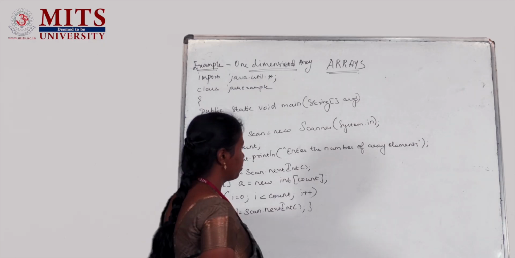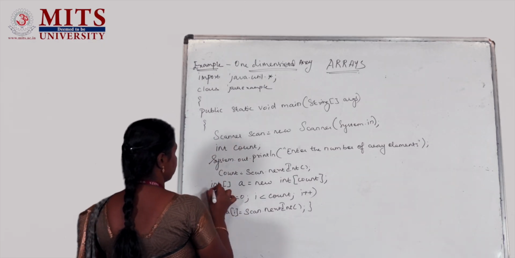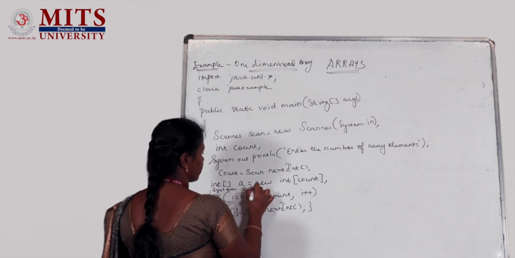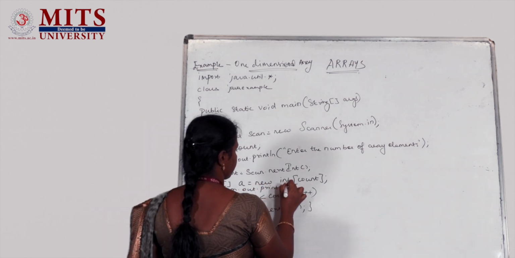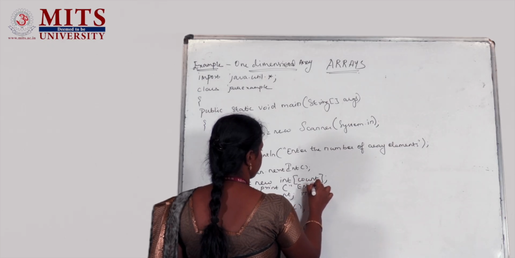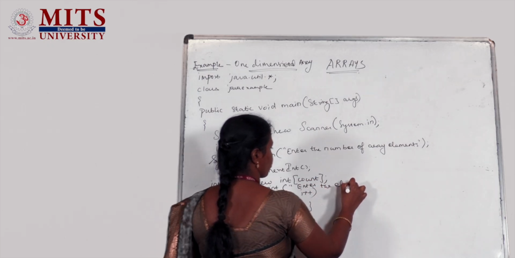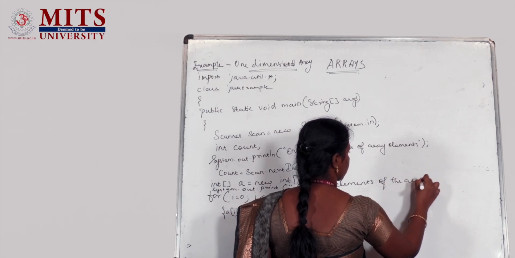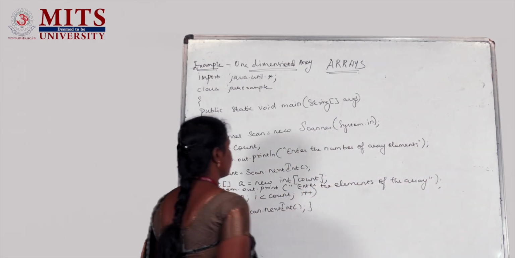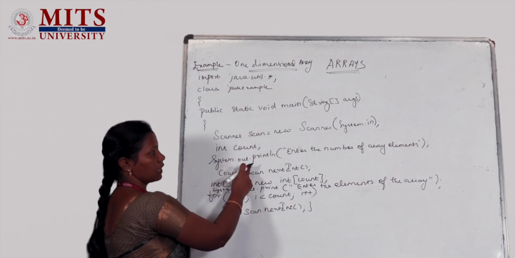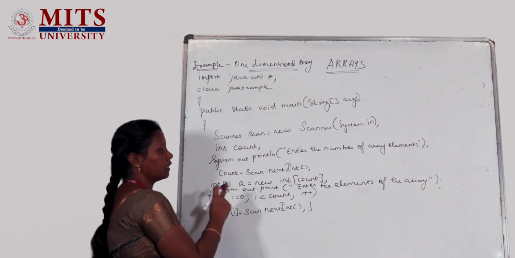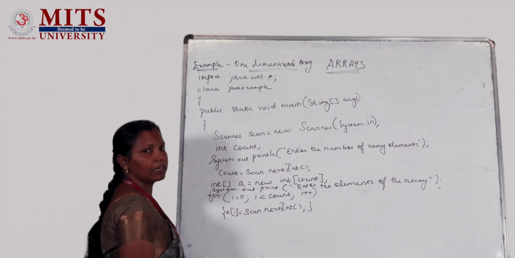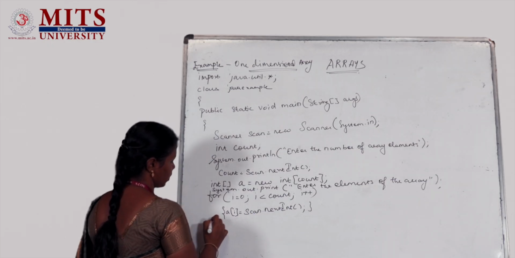Later we are trying to print the values. So here we can add one statement like system.out.println, enter the elements of array. Right, so this will be understandable. First we are taking how many elements are in the array. Then we ask to enter the elements of the array. Then we are storing it in the array. Later we are trying to print the elements of the array.